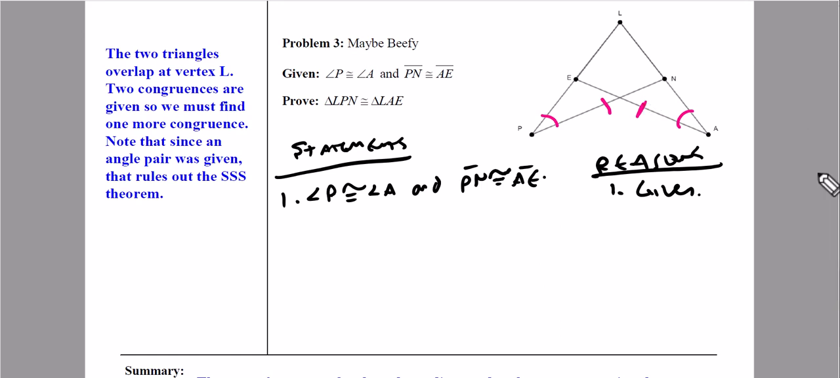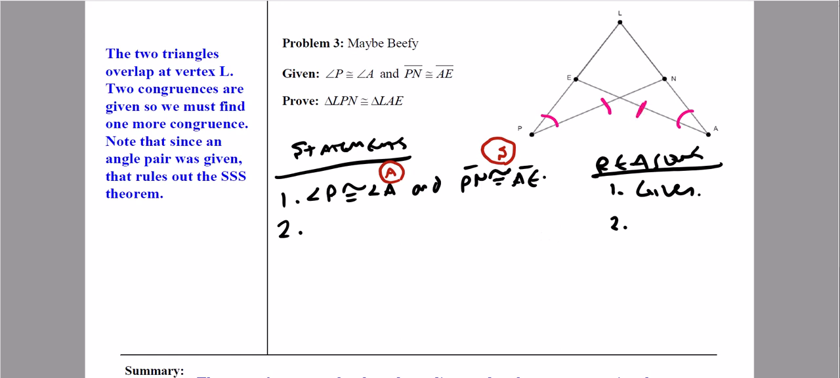Now, we need a third piece of information. This is a pair of angles. This is a pair of sides. I need to either find another pair of sides or another pair of angles. Now, usually if I'm going to pull off a pair of sides, it's a reflexive property because there's a side that's being shared. I don't see that here. There's no line that says, oh, these two are the same, right?